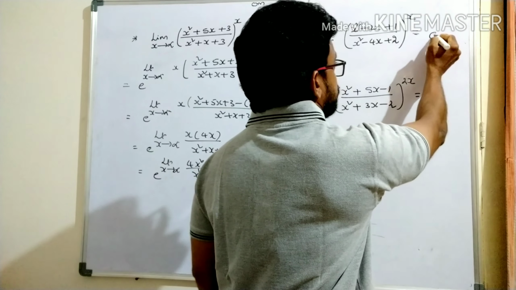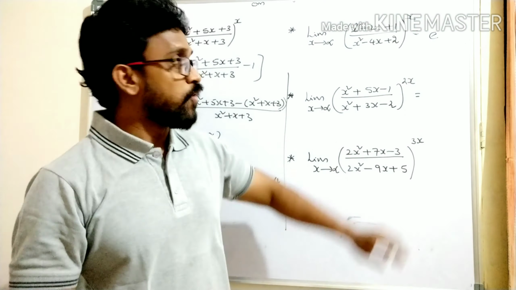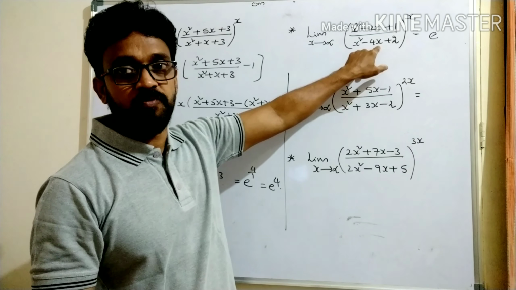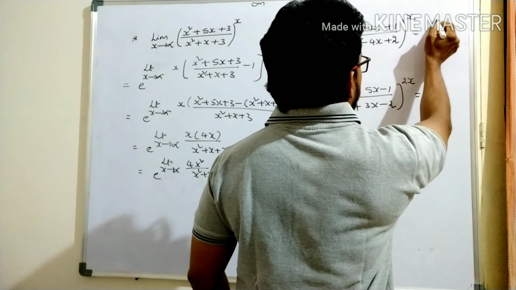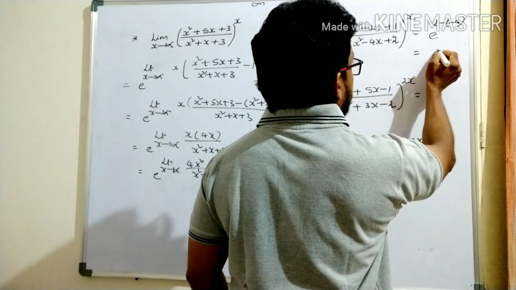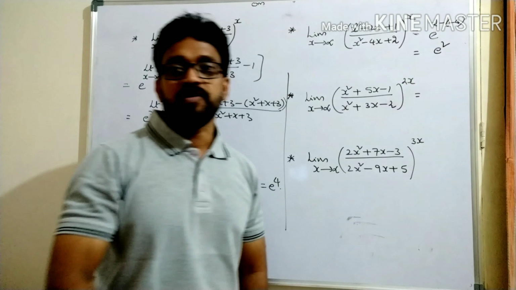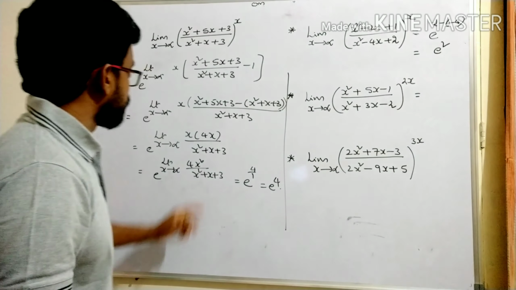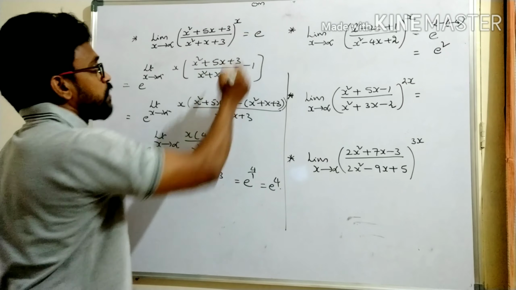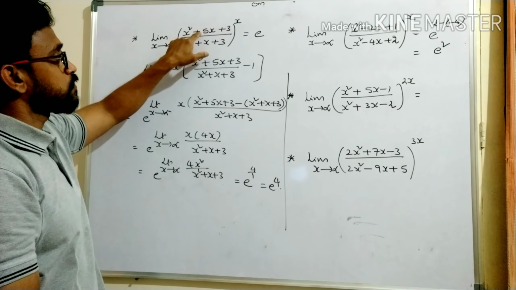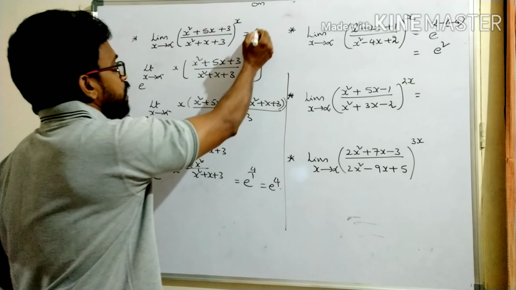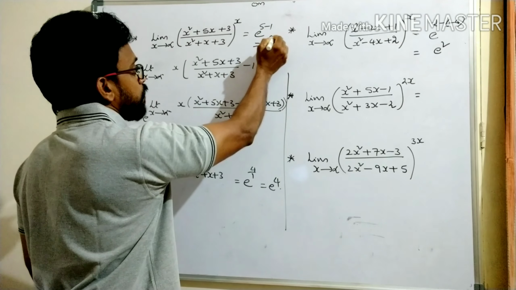How to write? Very clear. e power, what is the x coefficient here? Minus 2. What is the x coefficient from the denominator? Minus 4. We just write minus 2 minus of minus 4. Finally we get e square as our answer. The same technique should now apply to the previous problem. e power, what is the x coefficient here? 5. And from the denominator, the x coefficient is 1. So e power 5 minus 1, getting e power 4.